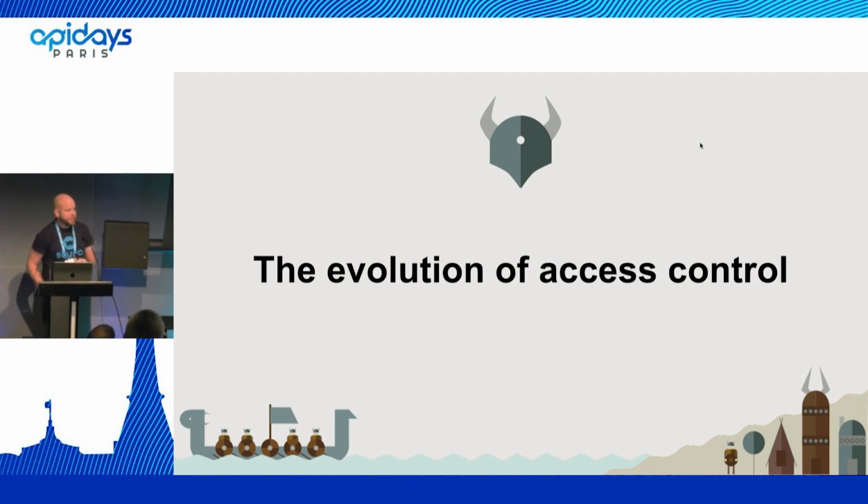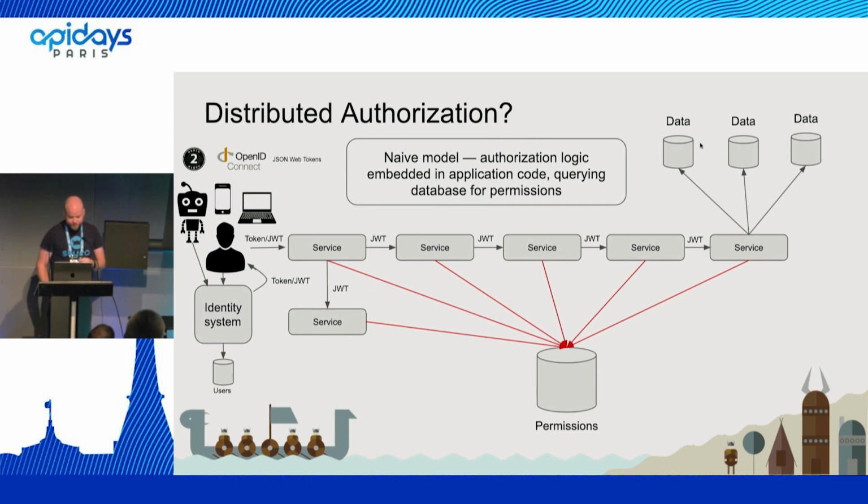All right, so now let's do access control. If we go back to the naive model, we see authorization logic is embedded in our applications. They're all querying the database for permissions. Still, this isn't a very good model. The more microservices we add, the more load we're going to add to this poor permission database. And chances are pretty good in any larger organization that the permission database is going to be like a mainframe or something that does not scale at all and does not like that kind of load.